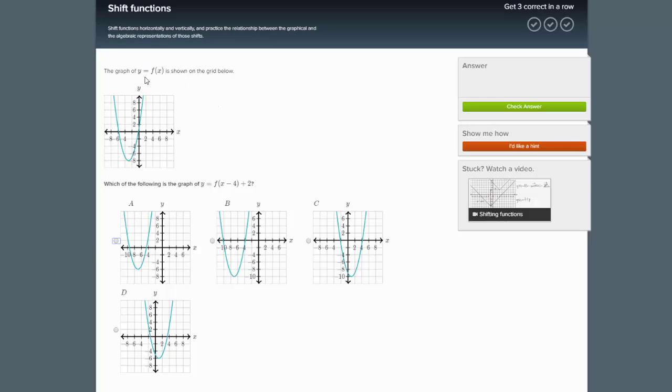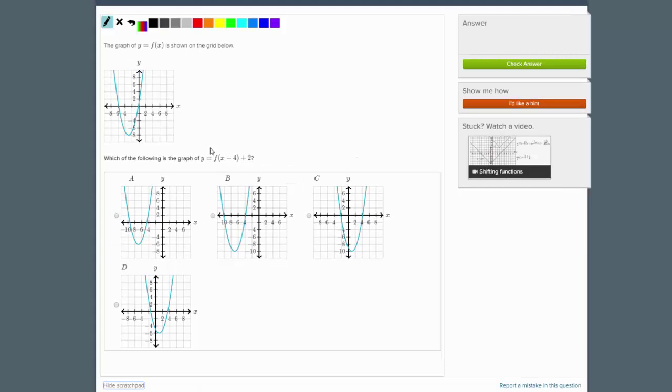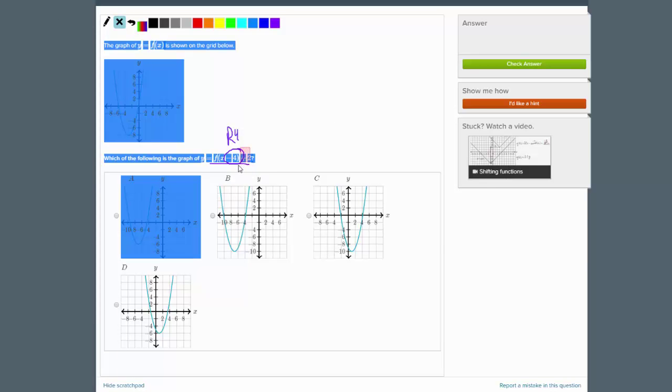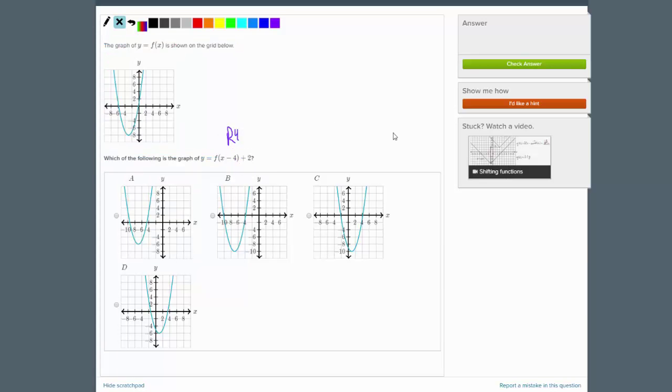Okay, now this says y equals f of x is this. And which of the following graph is y equals f of x minus 4 plus 2, which means I took my graph f of x and I shifted it right 4. And I covered that grouping symbol so I can't see what it is. Right 4. And then this says I shifted it then up 2.